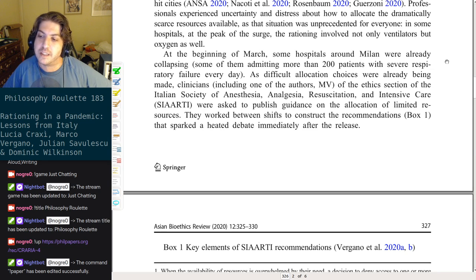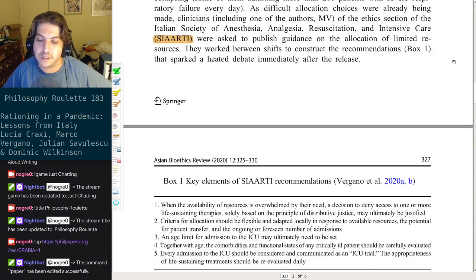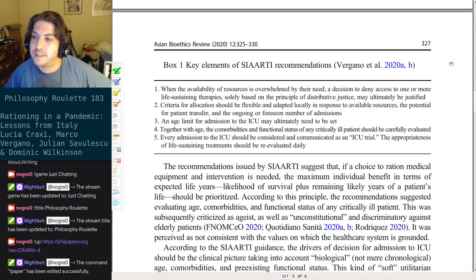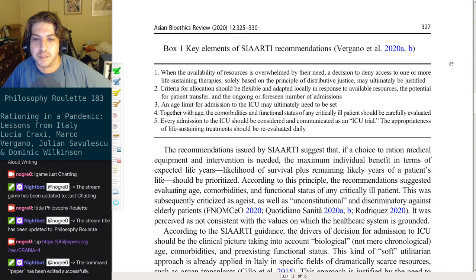Analgesia, Resuscitation, and Intensive Care, yeah, this is what I want to see. Look at that. This is a cool acronym. Were asked to publish guidance on the allocation of limited resources. They worked between shifts to construct recommendations that sparked a heated debate immediately after release. I'm completely not surprised that this caused all sorts of debate.